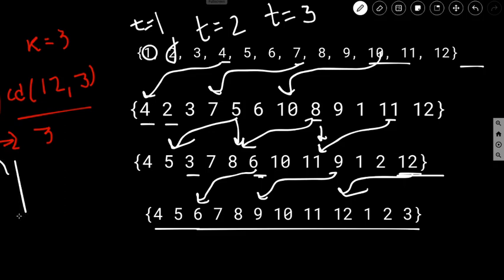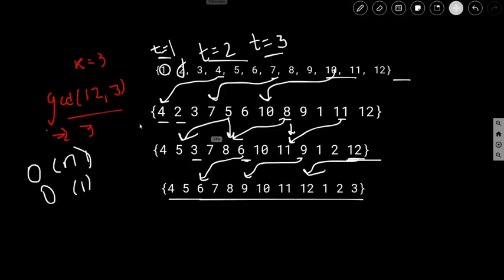So here the time complexity will be O(n), and the space complexity will be O(1). Why O(1)? Because we are just taking some simple variables. So this is the GCD approach for doing the left rotation of the array by some k digits. Okay, fine, thank you.